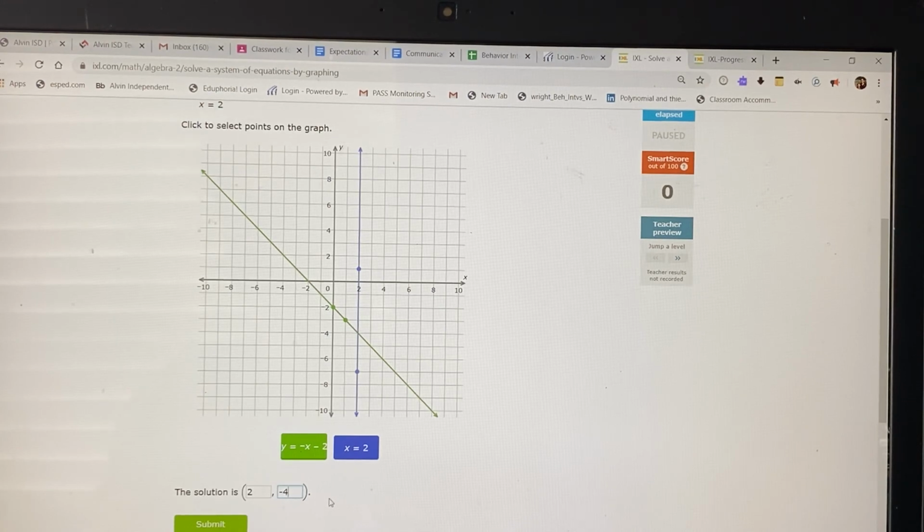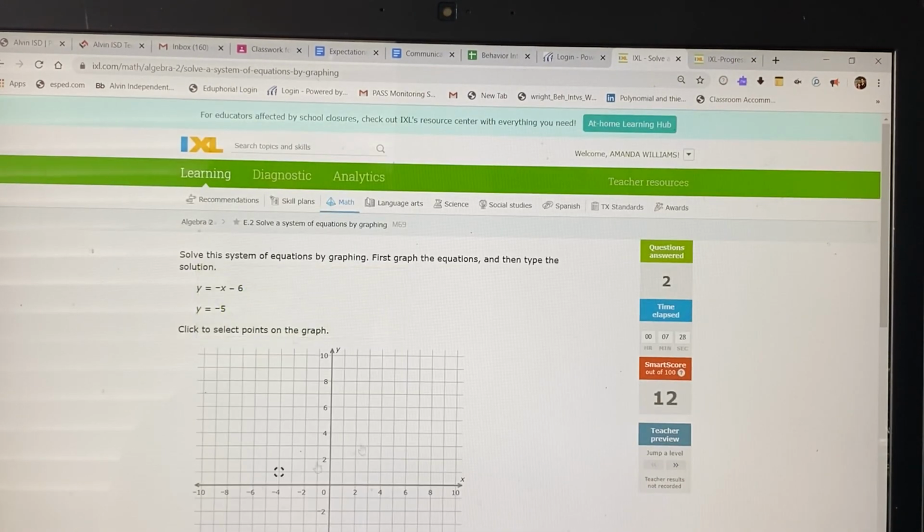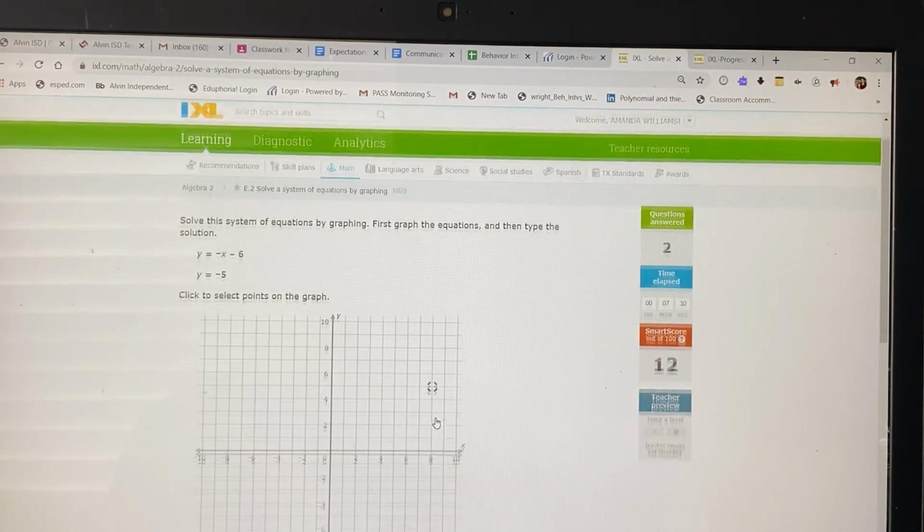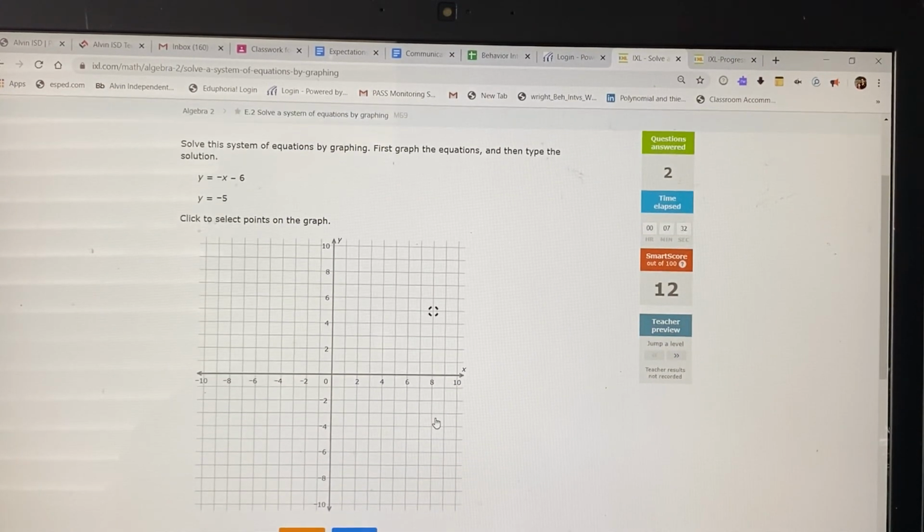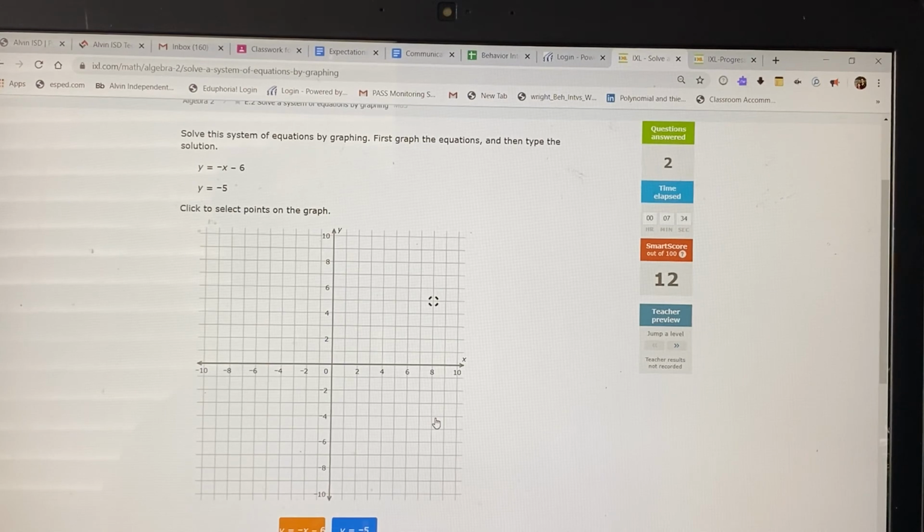So a system of equations, if they intersect, they have a solution. And where they intersect is at one spot, and that is their solution, that one spot. So when we put our ordered pair in there, which is 2, negative 4, that is where they intersect. We hit submit, and you're done. I'll work one more with you.